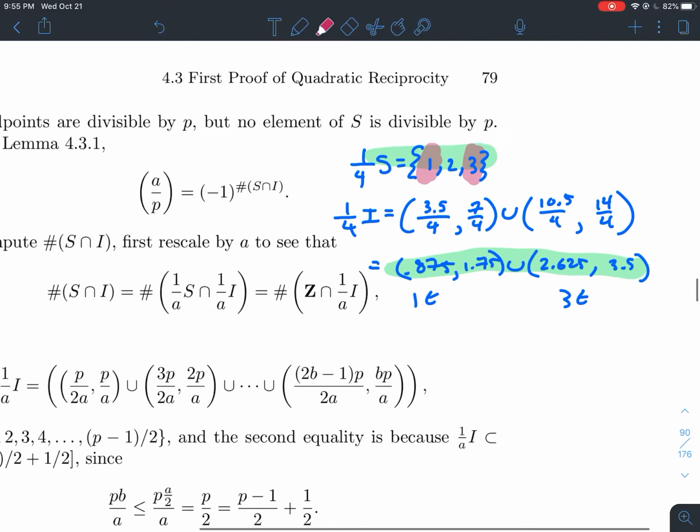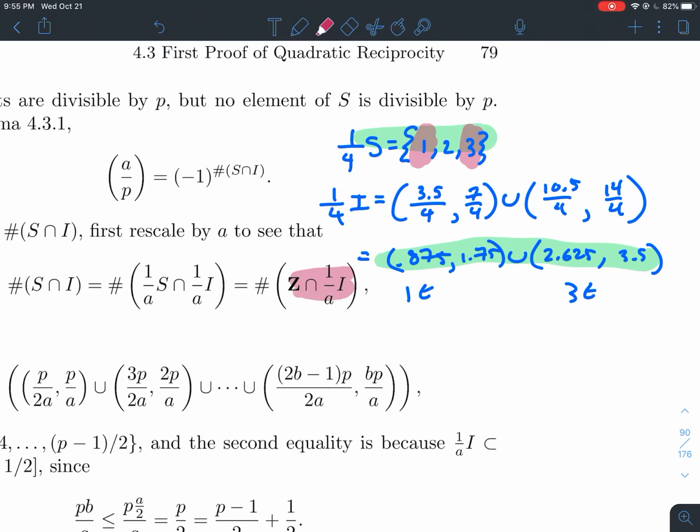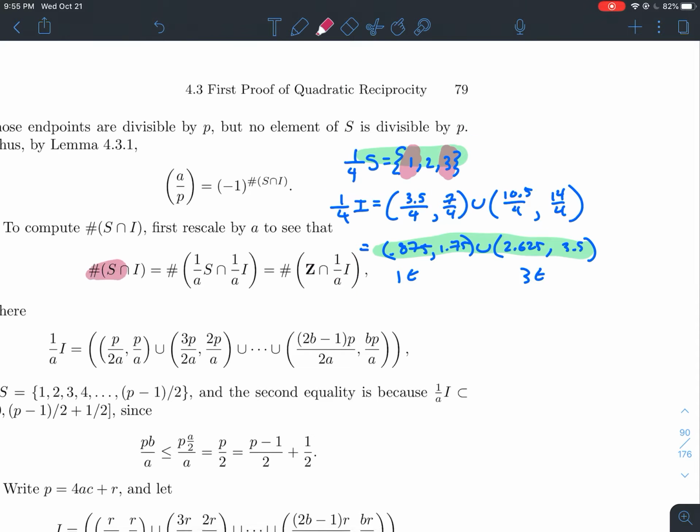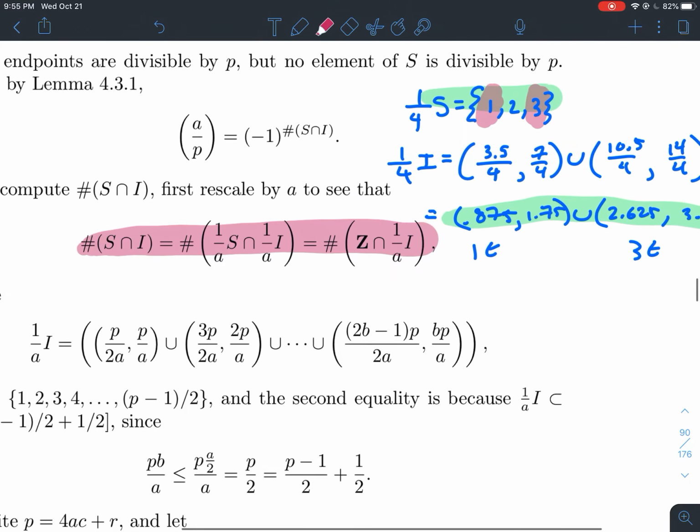And what else am I doing here? If I just counted how many integers are in this interval here, it's 1 and 3. All right, so there's 2 of them in there as well. So the number of elements in each of these is the same. So that's what all these equalities are trying to say to me here.